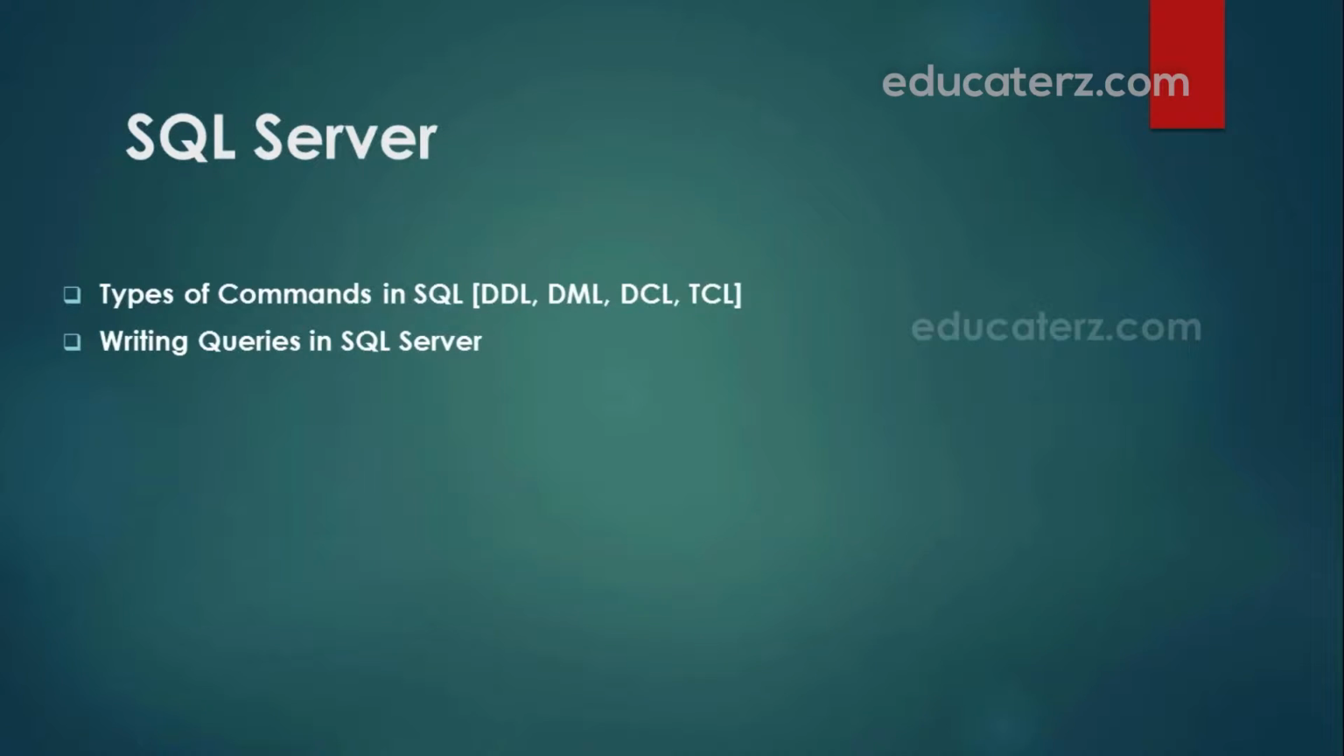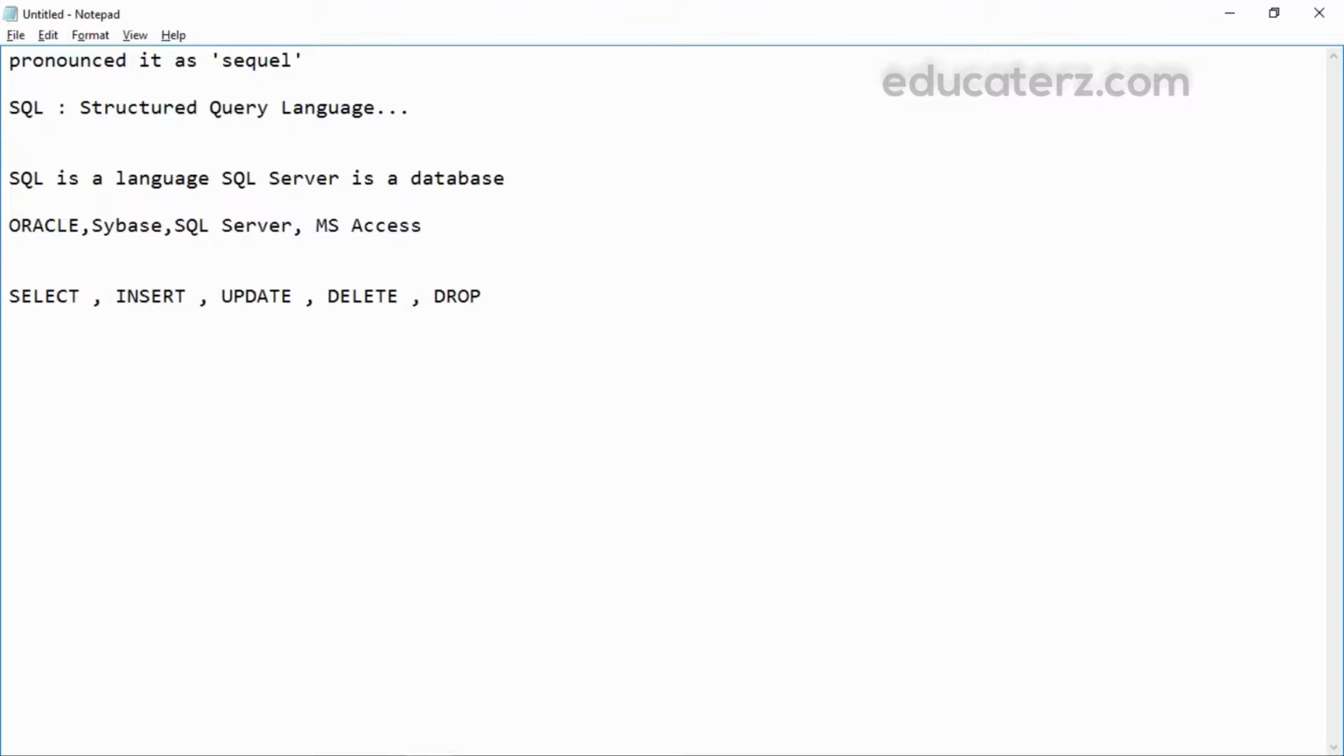Okay. Now let us see the types of commands which are available in SQL Server: DDL, DML, DCL, TCL, and we have DQL as well. Based on the commands and their usage, they are broadly categorized into these five types.